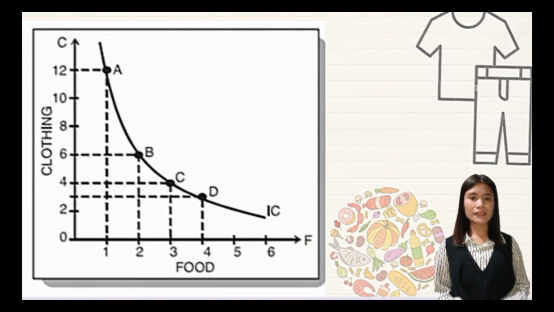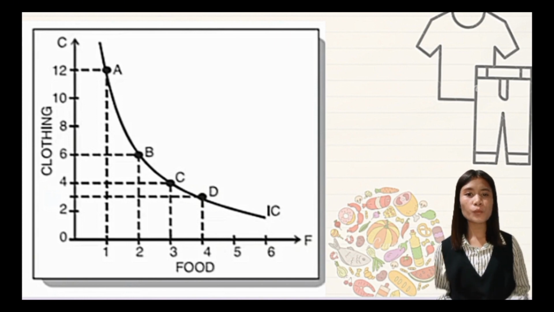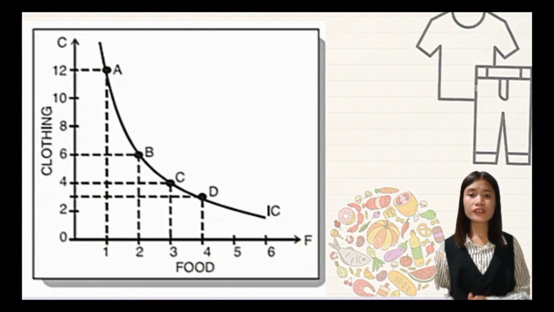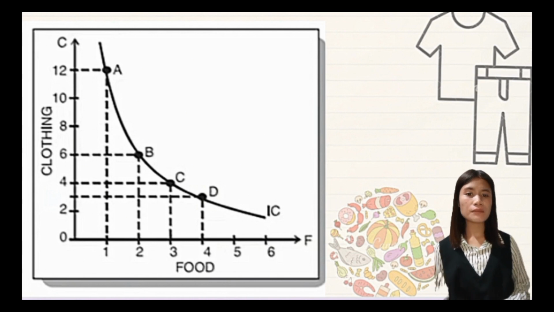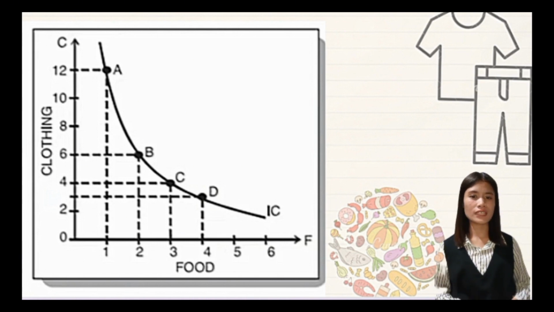Ngayon naman ay suriin natin ang indifference curve na ito. As you can see, we only use two products, ang damit at ang pagkain. All points from point A to point D can give the same level of satisfaction or utility. For example, itong point A.